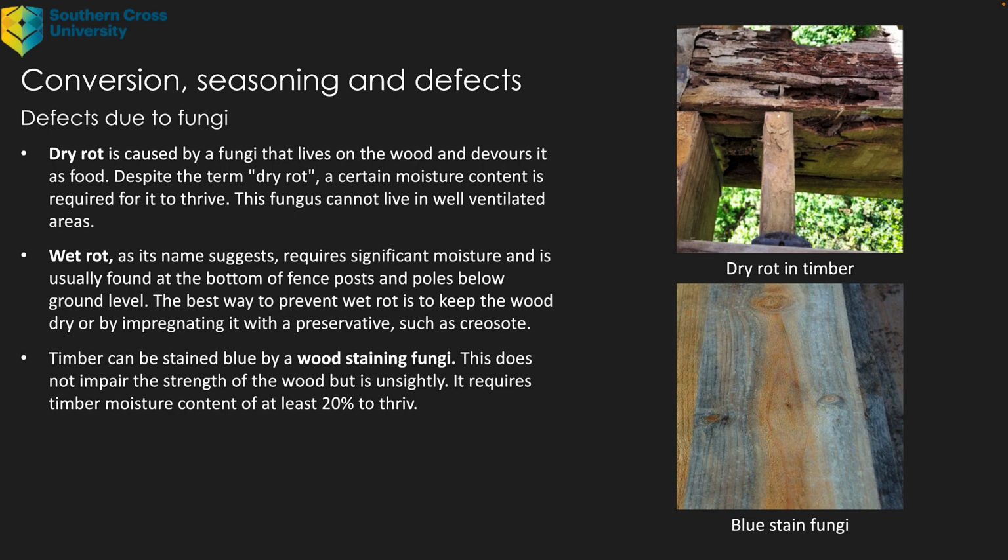Wet rot, as its name suggests, requires significant moisture and is usually found at the bottom of fence posts and poles below ground level. It's generally not good practice to dig timber directly into the ground without some sort of treatment. The best way to prevent wet rot is to keep the wood dry, don't stick it in the ground, or impregnate it with a preservative such as creosote.